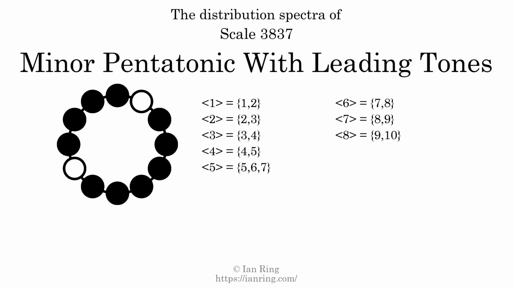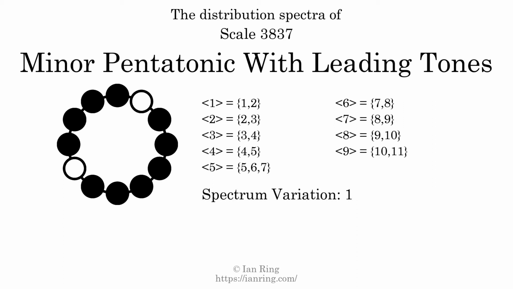The spectrum width of this generic interval is 1. And finally, the generic interval of 9 scale steps comes in 2 different specific interval sizes: 10 semitones and 11 semitones. The spectrum width of this generic interval is 1.